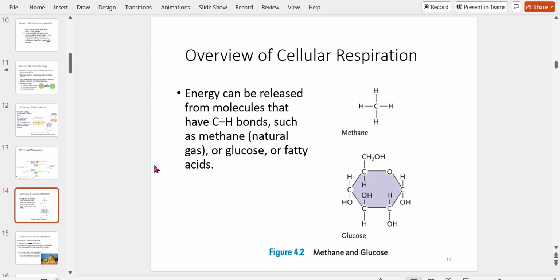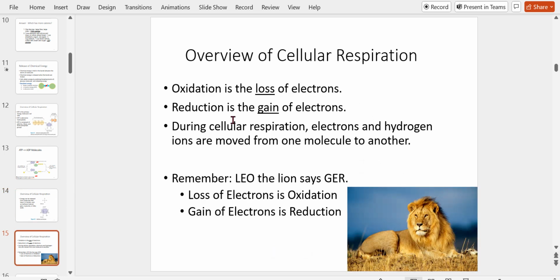Energy can be released from molecules that have carbon-hydrogen bonds, such as methane, natural gas, glucose, fatty acids. Anything there that has that carbon-hydrogen bond, there's so much energy wrapped up in that, and that's how we make our car drive. We put gasoline in it. Gasoline, carbon and hydrogen. We burn that. The energy makes the pistons go.